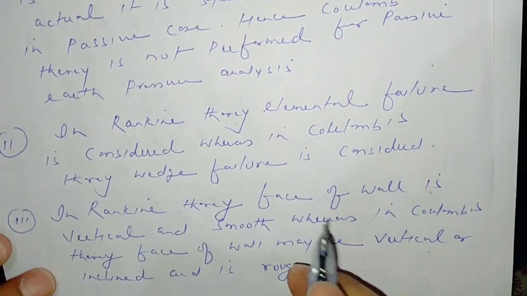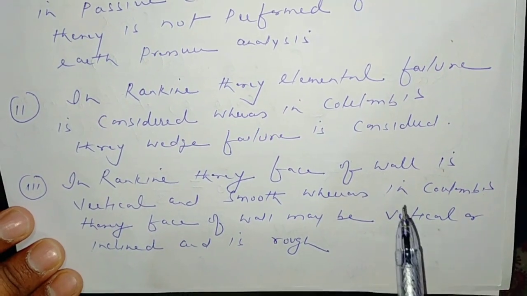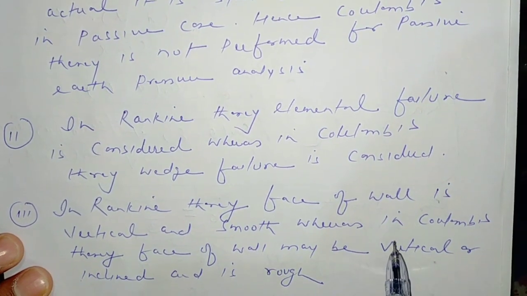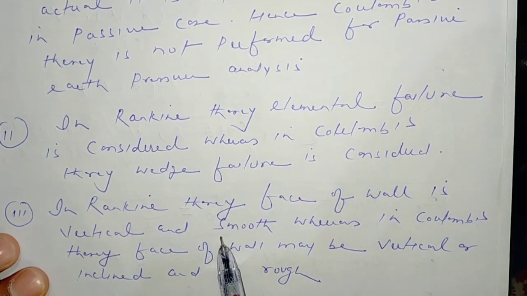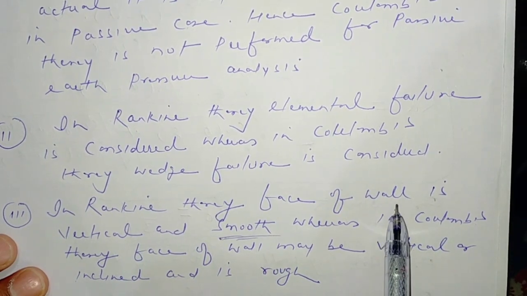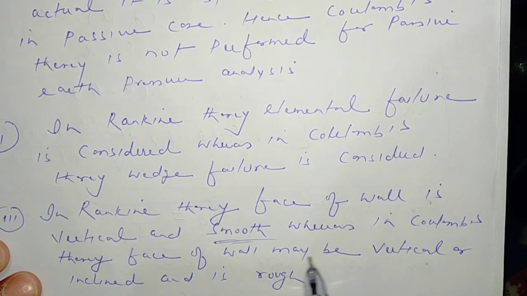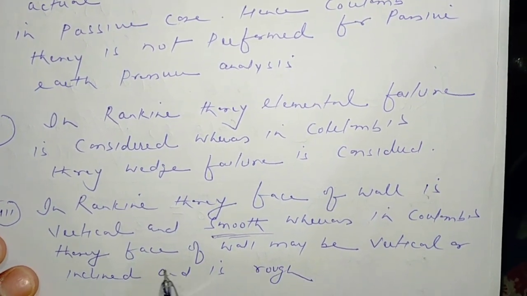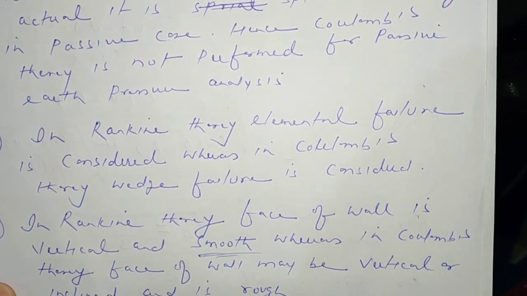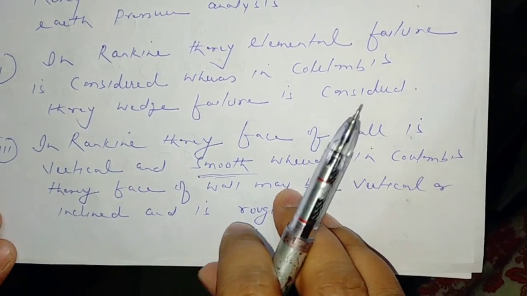So this is the major difference between the Rankine's and Coulomb's. Rankine has assumed the face of the wall is vertical and smooth. There is no friction between the wall and the backfill. But this is not the actual case. The actual case is Coulomb's. In field, it is very difficult to make a retaining wall which is frictionless. So in the Coulomb's theory, the face of the wall may be vertical or inclined, and it is rough. So this is more realistic case as compared to the Rankine.